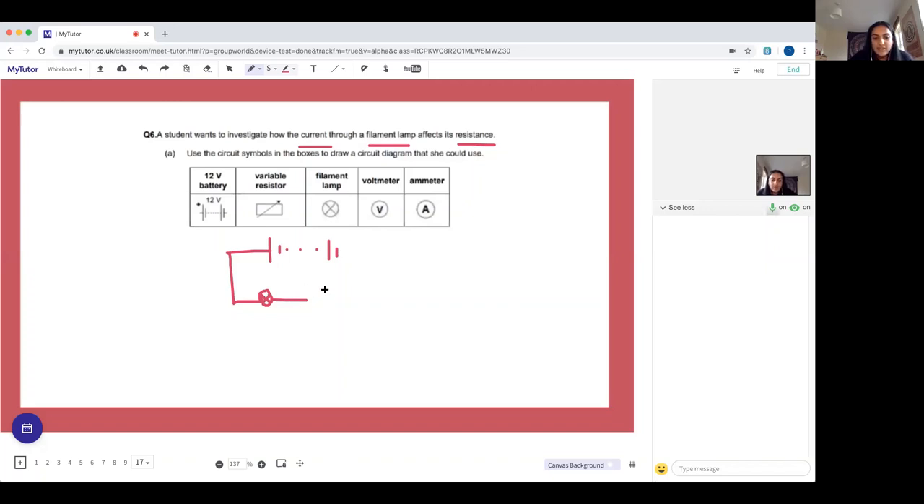It's great. So I can see some of you saying an ammeter, which is perfect. An ammeter always goes in series with the bulb. Okay, so an ammeter goes in series with the bulb. Then we can put our variable resistor in. And we can join our circuit up to make sure it's a closed circuit. But we're missing one circuit symbol, which is the voltmeter. Where would the voltmeter go?